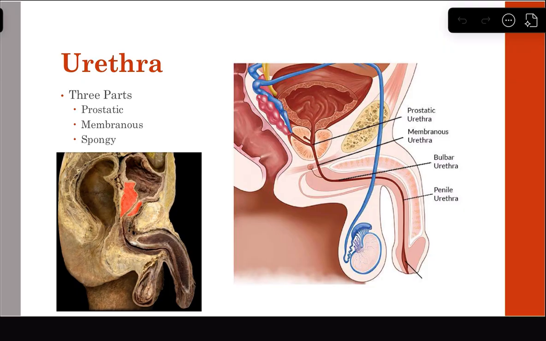And we already covered this. Over here, slide 11, we covered this already in urinary, but here's a quick little review of those three different parts of the urethra, right? We have our prostatic urethra, and that's going to be this part that is surrounded by your prostate over here, this large rounded gland looking thing that's directly inferior to your bladder.